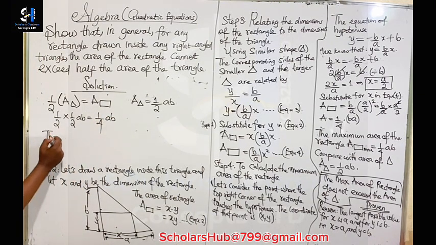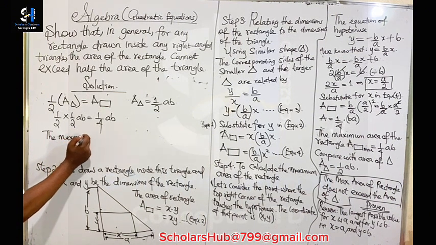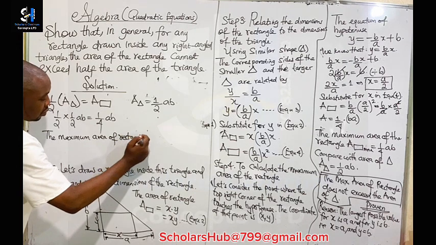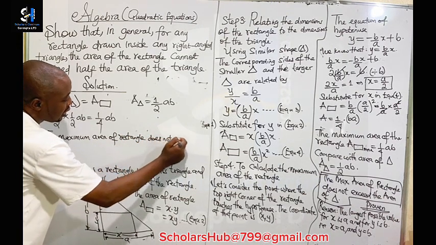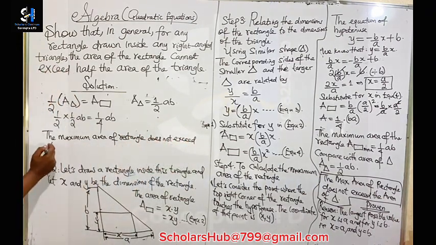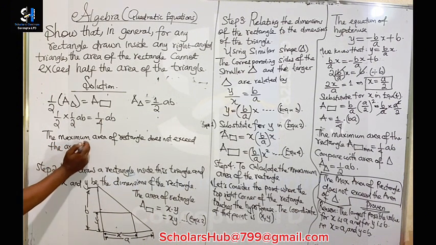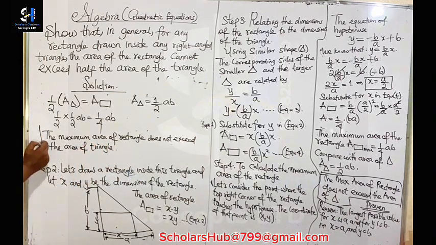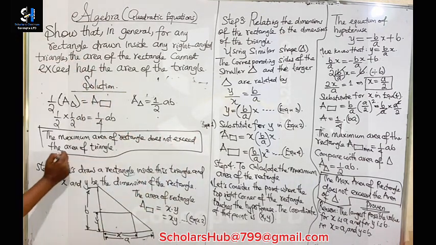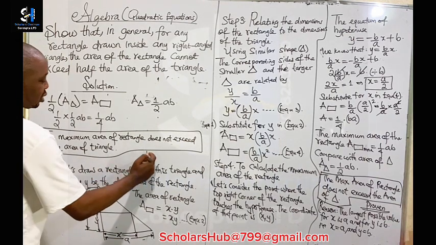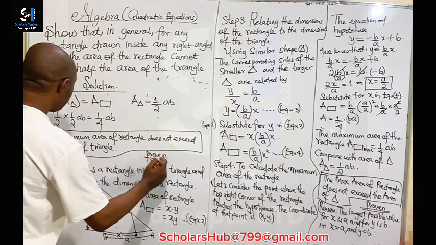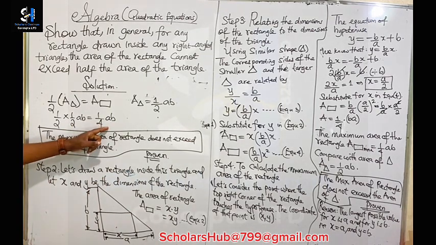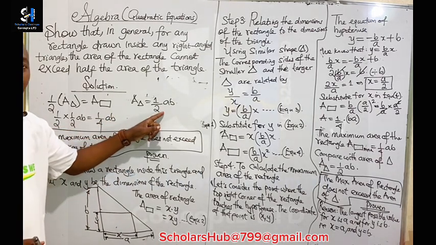So the maximum area of the rectangle does not exceed the area of the triangle. This is very important, and we just proved why. So this does not exceed. This is the area of the rectangle, and we have the area of the triangle.